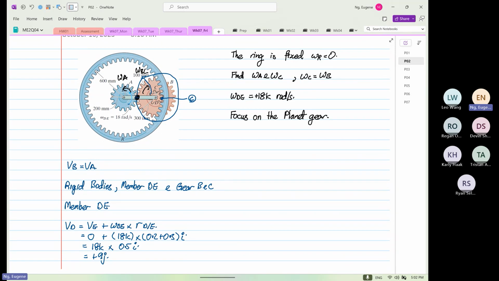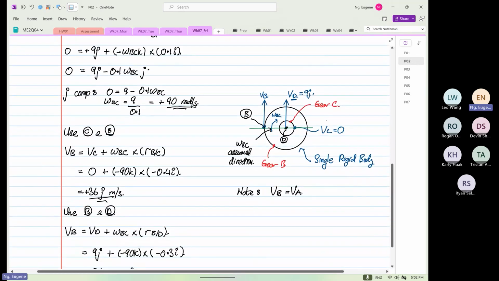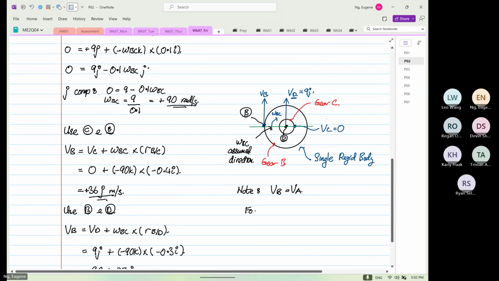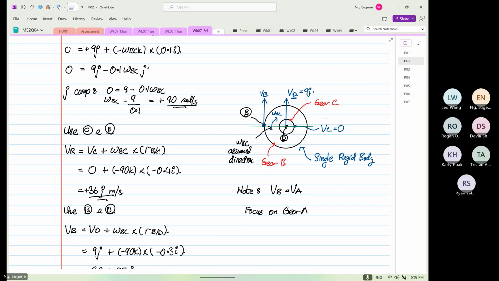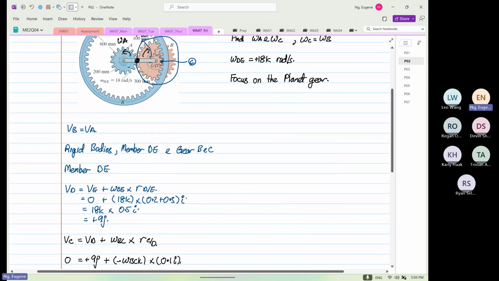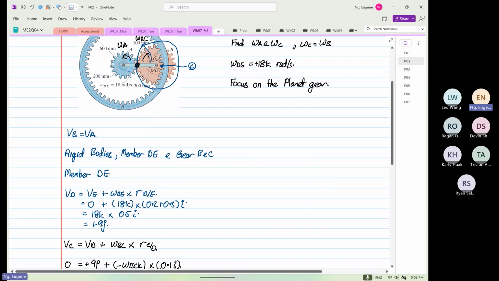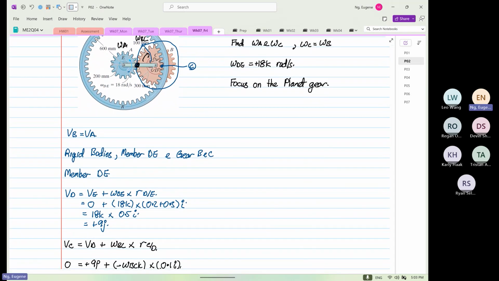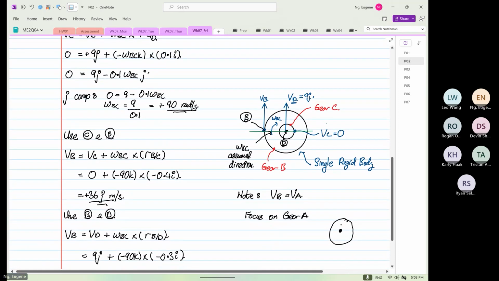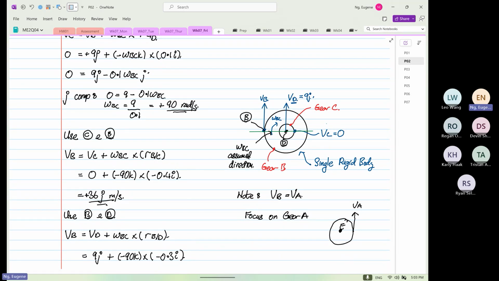So now let's focus on gear A. I'm just sketching it. You have a point at the center known as point E. We know our VA, and we want to know our omega AE.